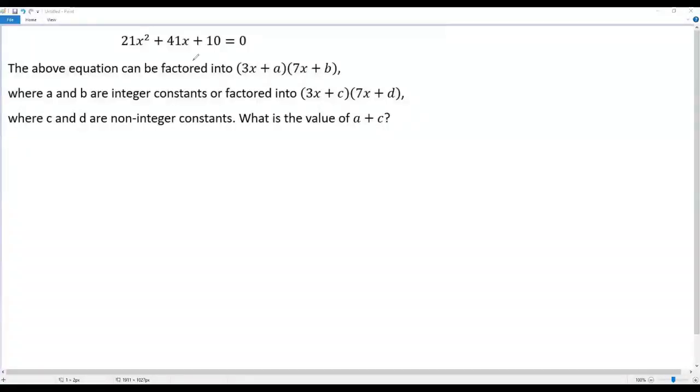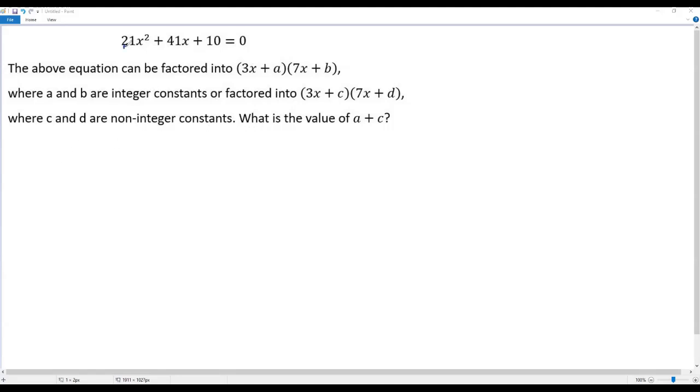Here we have a SAT math question. There is a quadratic equation: 21x² + 41x + 10 = 0. The above equation can be factored into (3x + a)(7x + b), where a and b are integer constants, or factored into (3x + c)(7x + d), where c and d are non-integer constants. What is the value of a + c?